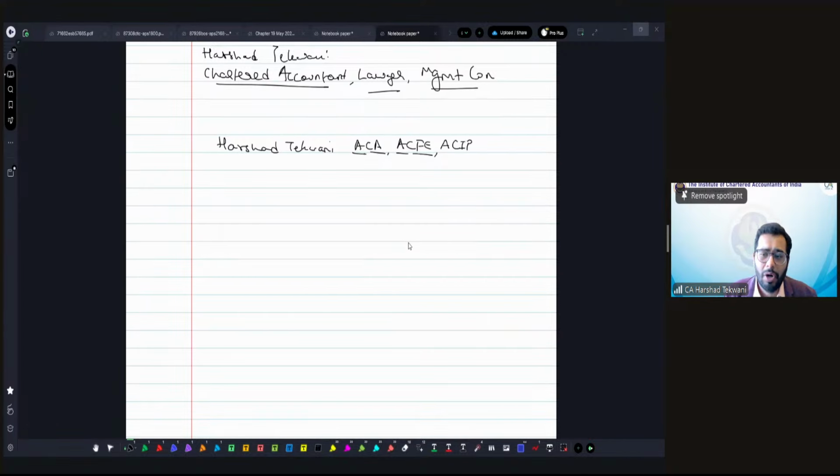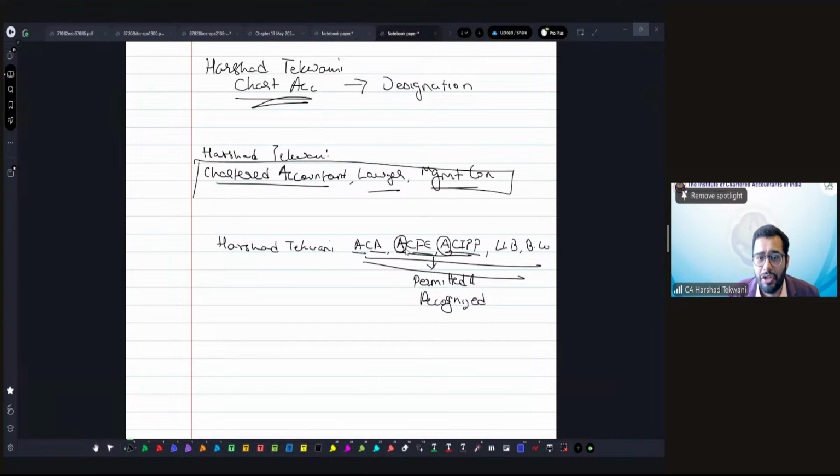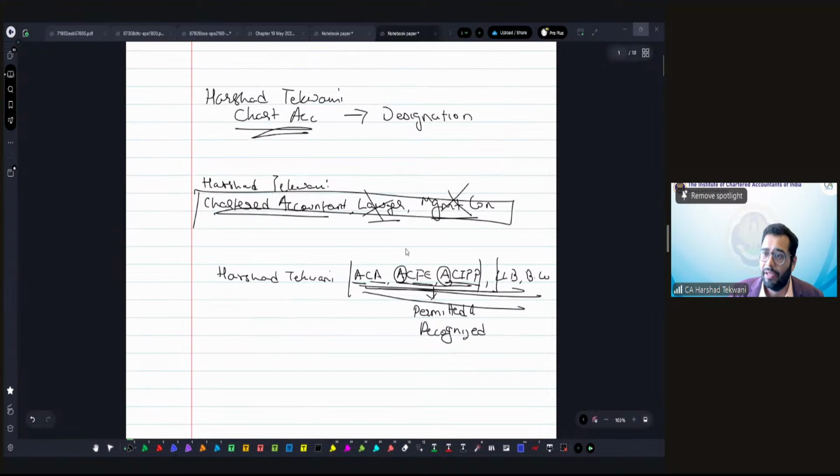associate certified information, whatever. Provided the additional ones I'm talking about are permitted and recognized by the council. If it is a membership, or if it is a degree like LLB or PCOM, then it is fine. So I can add these descriptions to my name, but I cannot add designations. These are designations; other than chartered accountant, I cannot. I can add a description, which is either in the nature of membership or in the nature of a degree. That is fine, provided these are permissible.